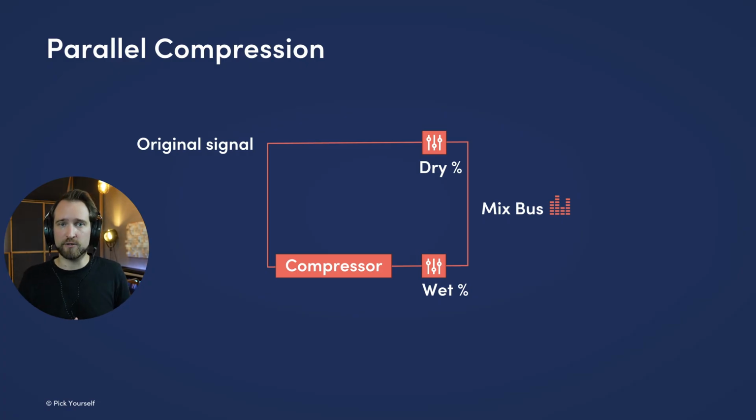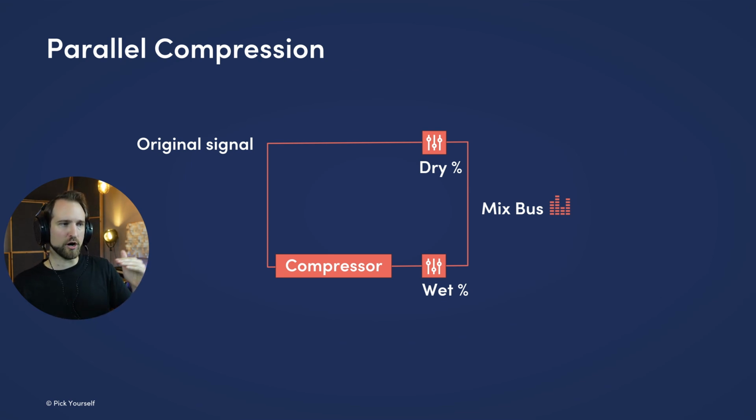Now let's get to this tutorial. So first of all, what is parallel compression and how is it different from normal compression in mixing and mastering? Let's look at this diagram that I've made for you. So here we have our original signal at the top. This has no effect inserted. It just goes 100% dry to the mix bus.